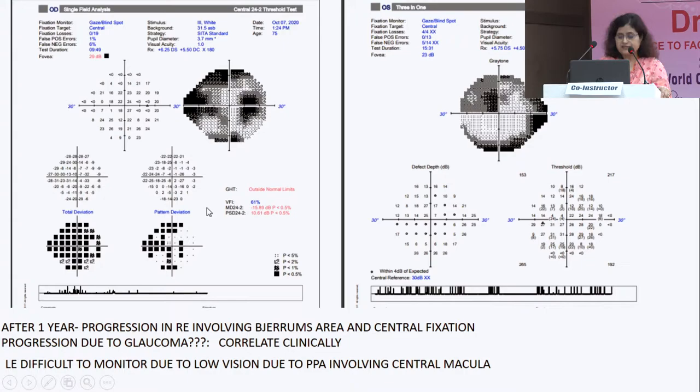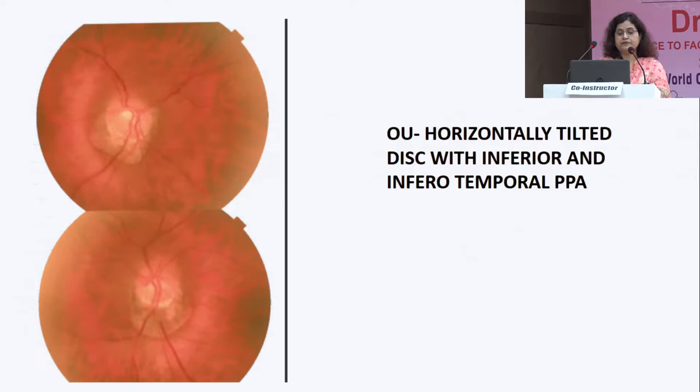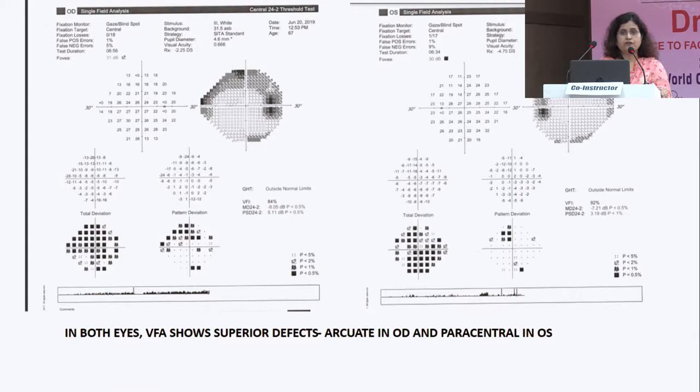This is another patient. And you see these horizontally oval discs with the crescent inferiorly in both the eyes. So again, these are the fields. So you have to correlate your clinical findings. And again, I would emphasize that OCT is not useful.